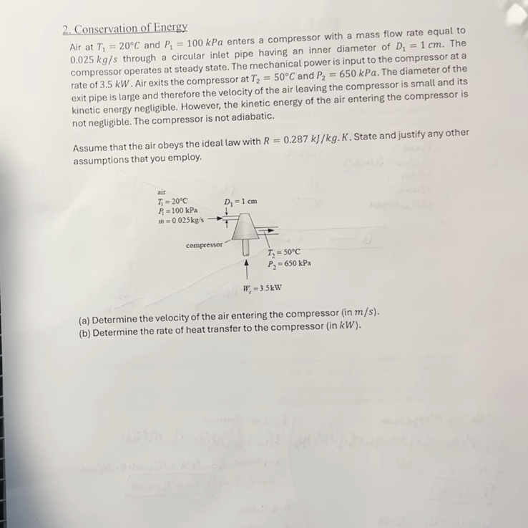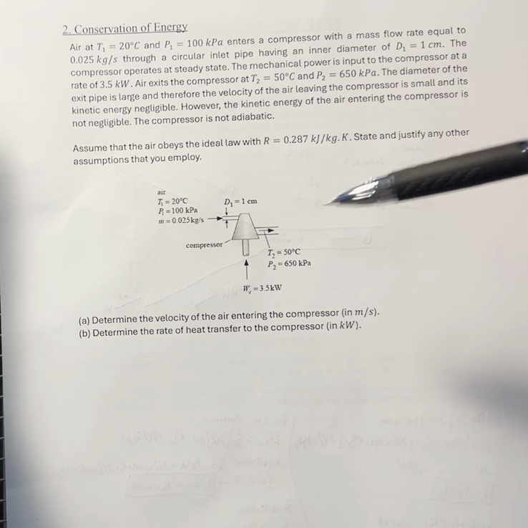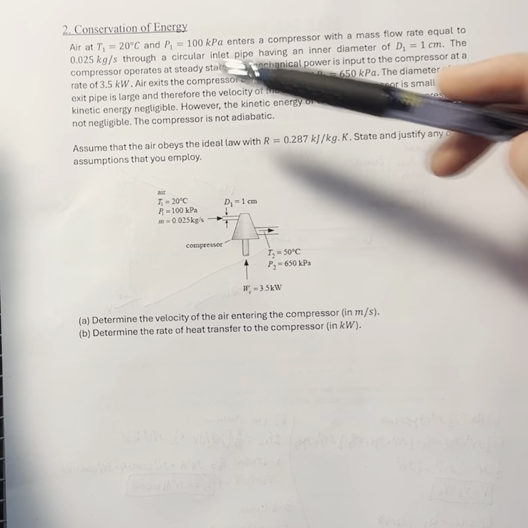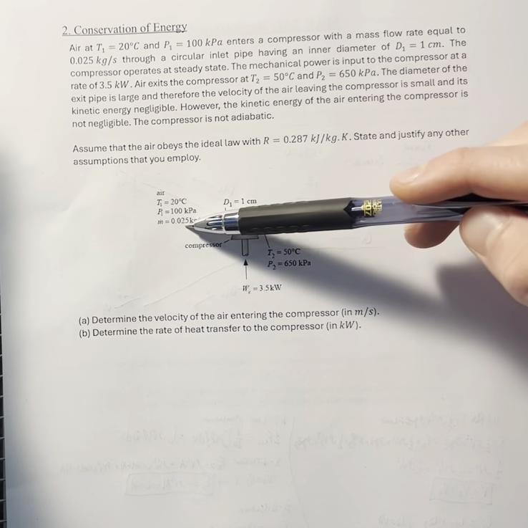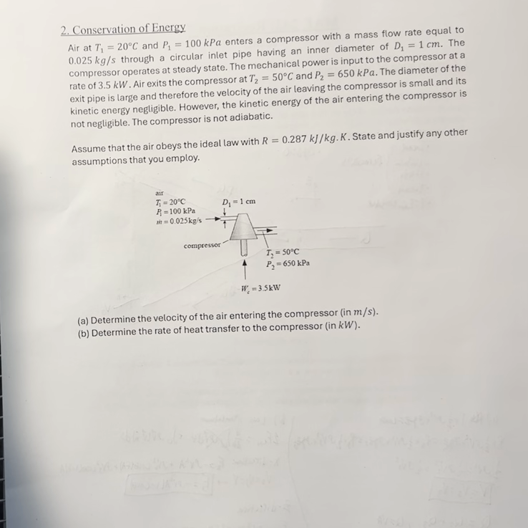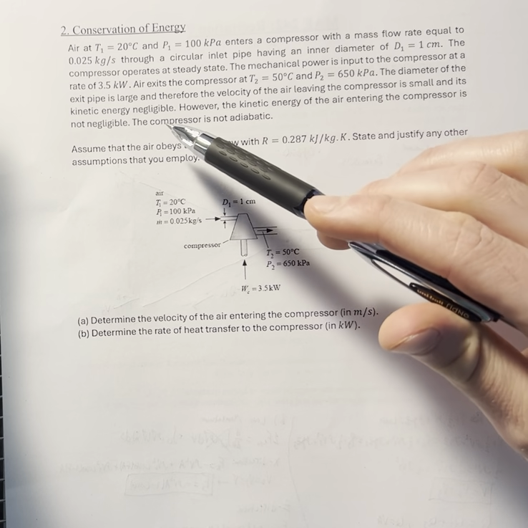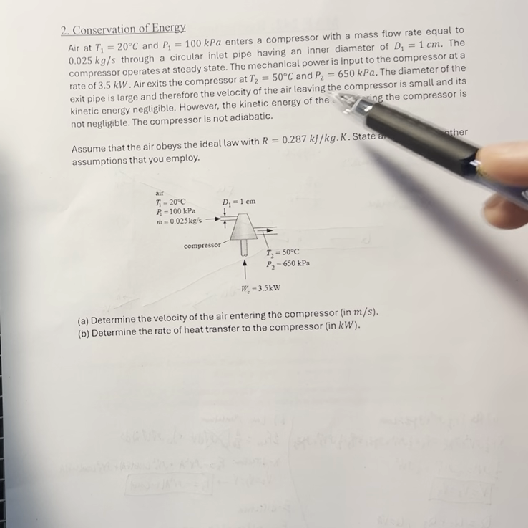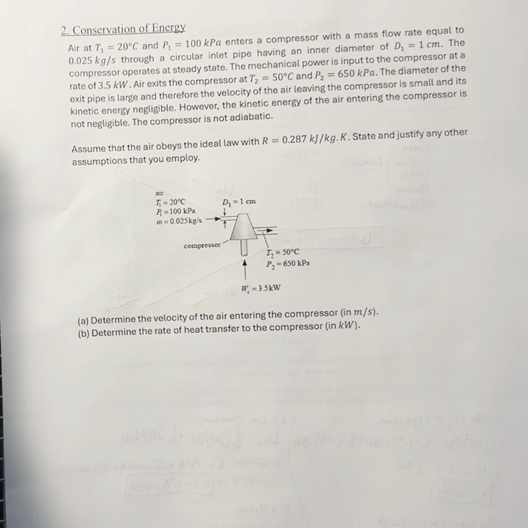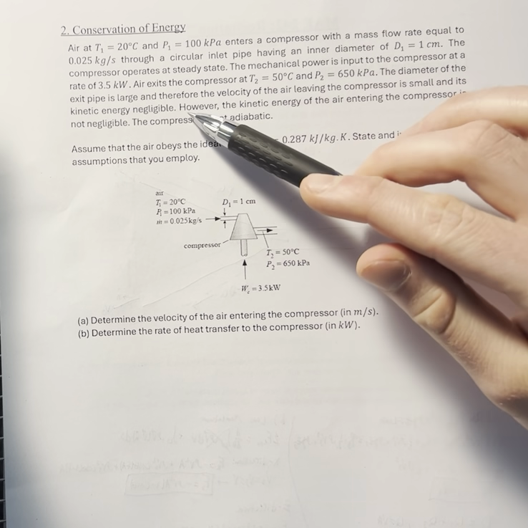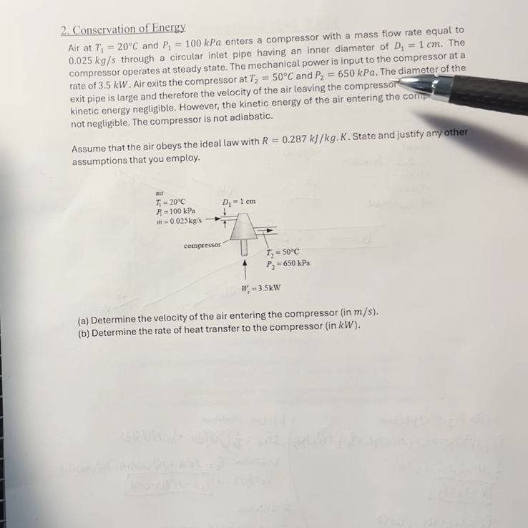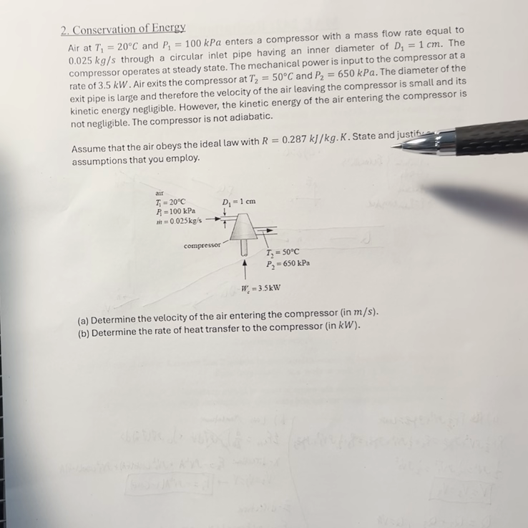And so we have air at T1 and P1 entering this compressor with the mass flow rate through a circular inlet pipe having an inner diameter of 1 centimeter. The compressor operates at steady state. Okay, that's important. The mechanical power input to the compressor is 3.5 kilowatts. Air exits the compressor at T2, P2. And the diameter of the exit pipe is large, and therefore the velocity of the air leaving the compressor is small, and its kinetic energy is negligible.